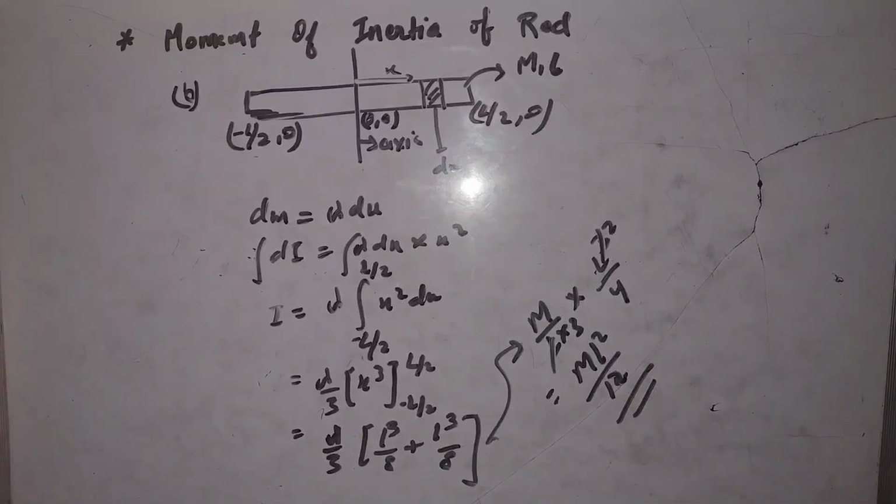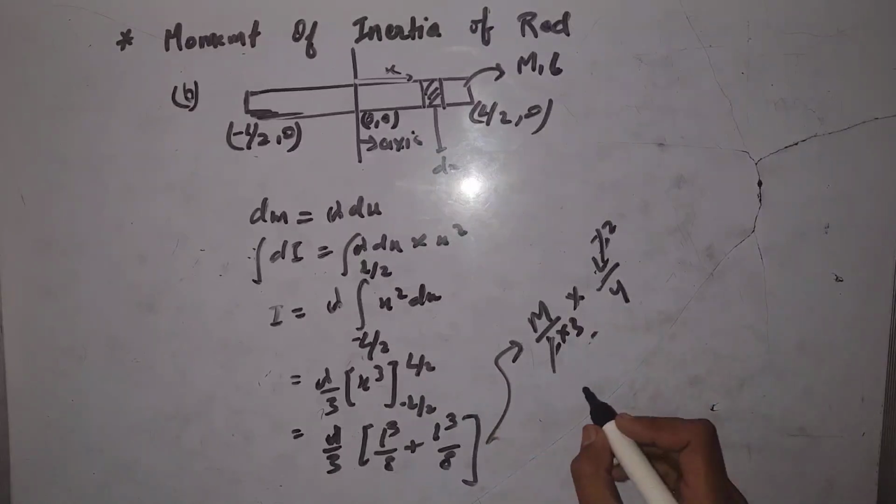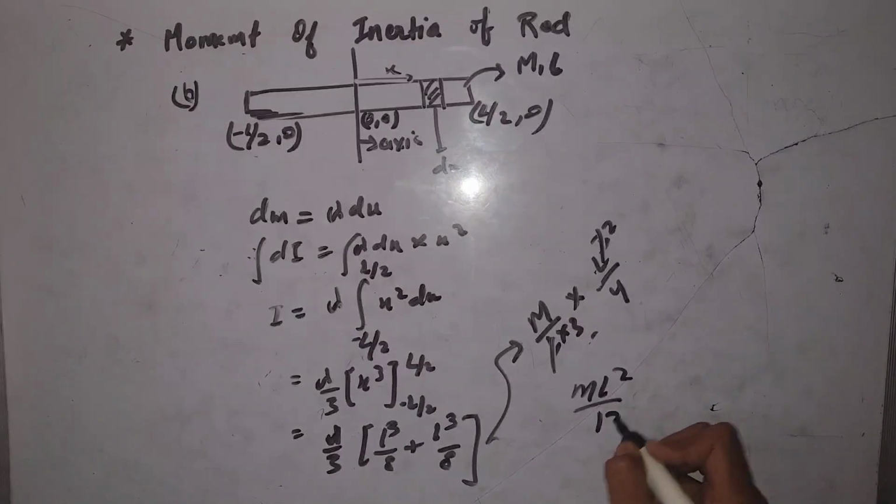That's the moment of inertia of a rod along an axis passing through its center. Let me write it: ml square by 12. So that's the moment of inertia.